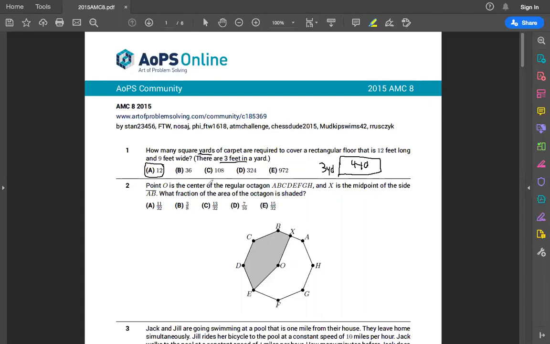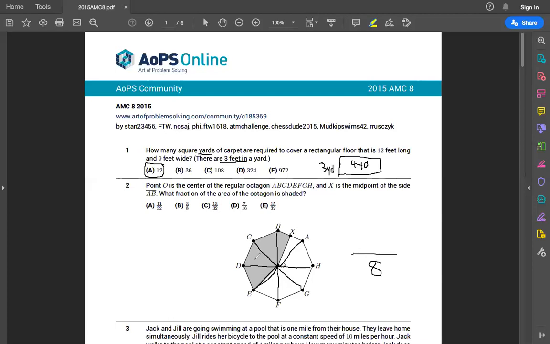Alright, on to question 2. We're given point O is the center of octagon ABCDEFGH, and X is the midpoint of side AB. We want to know what fraction of the octagon is shaded. If we connect the center to every point, we will make a bunch of triangles that all have the same area. Every one of these triangles should be 1/8 the area of the octagon. So we can basically just count how many triangles there are and how many of them are shaded. Because it's an octagon, there will be 8 triangles.